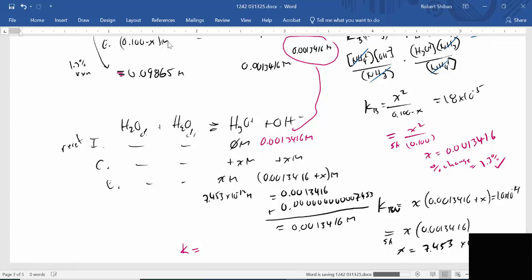All right, times 0.0013416, times 0.0014316, and I get a K value of 1.06, not great, times 10 to the negative 14. I was expecting better, because this would round to 1.1, and it should be 1.0.